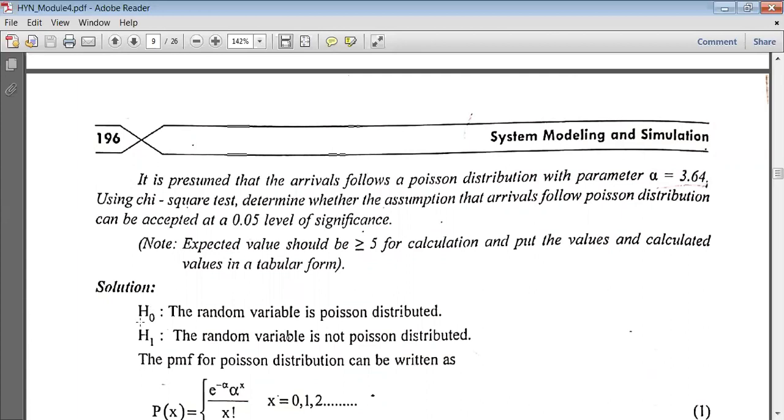So the solution: we have two hypotheses. H0 states that the random variable is Poisson distributed.